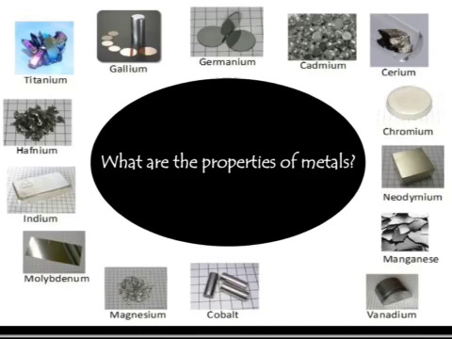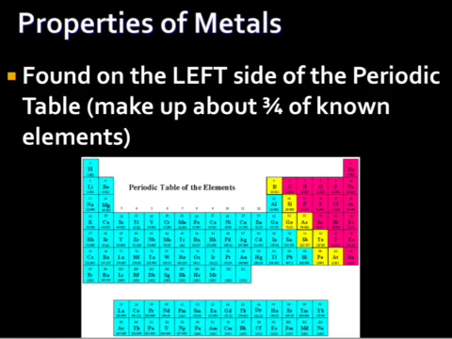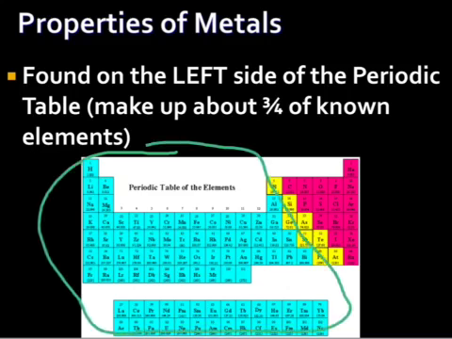And they're all solids. So as I said before, metals are found on the left side of the periodic table in this area here. That's kind of a light blue color. And they make up about 3/4 of known elements at this time.